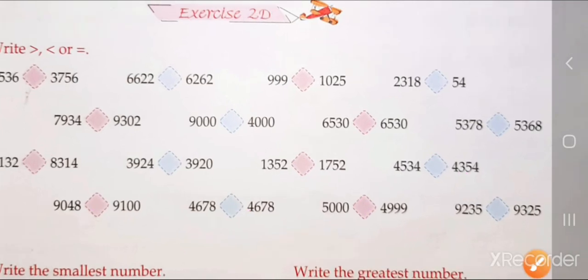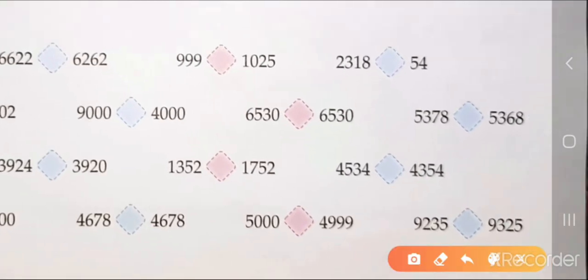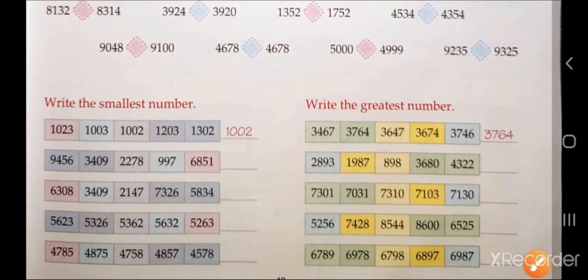Again in the next question, this is 9 and this is also 9, but the hundreds place is not equal. So which one is greater? 3 is greater than 2. So the whole number will be greater. Okay. So put this sign. Okay. Let's see the next question.